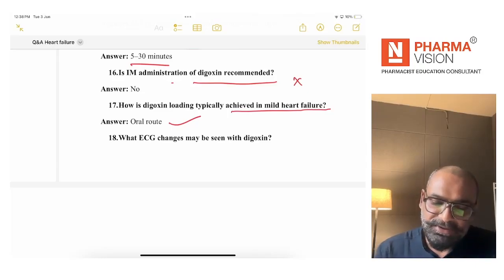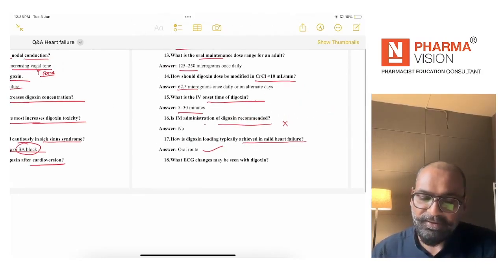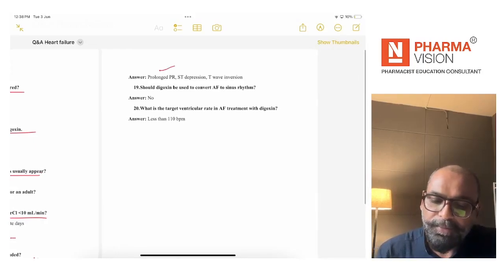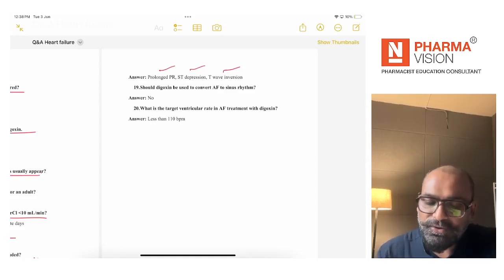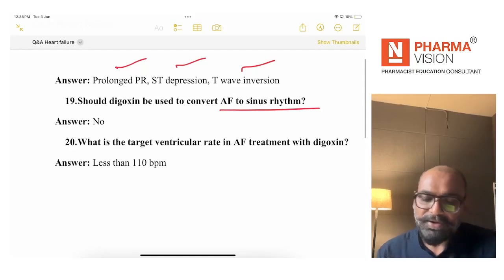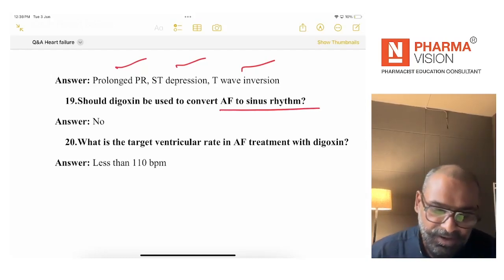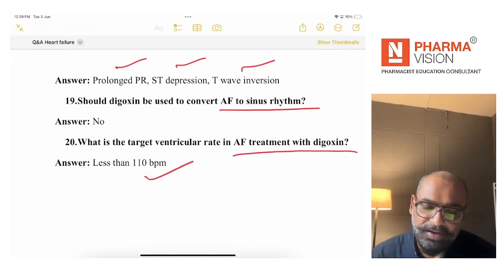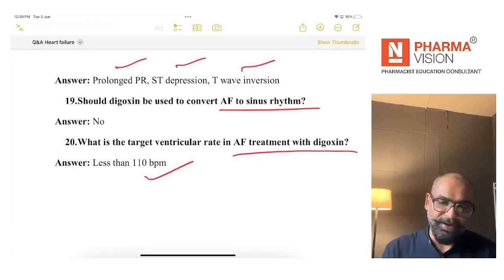What ECG changes may be seen in digoxin? Prolonged PR, ST depression, and T wave inversion. Can digoxin be used to convert atrial fibrillation to sinus rhythm? No. What is the target ventricular rate in atrial fibrillation treatment with digoxin? Less than 110 beats per minute.